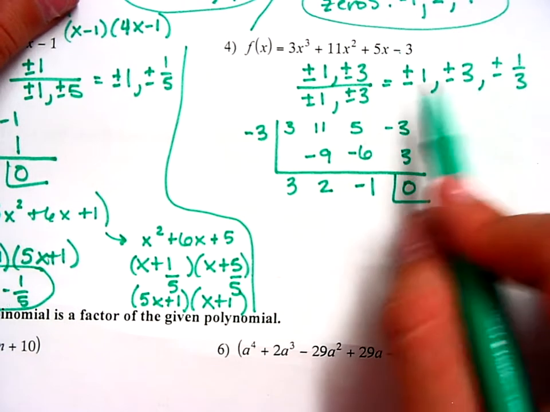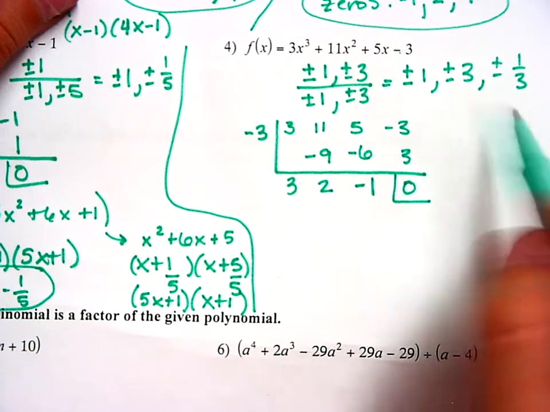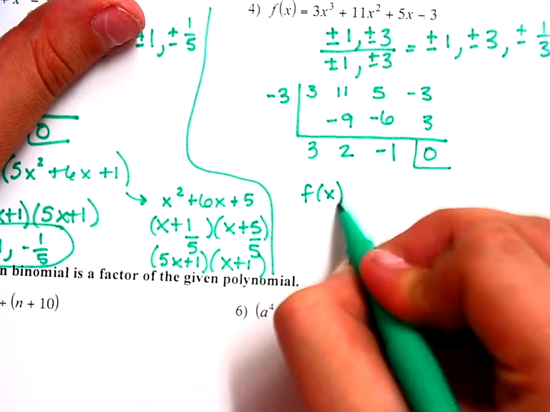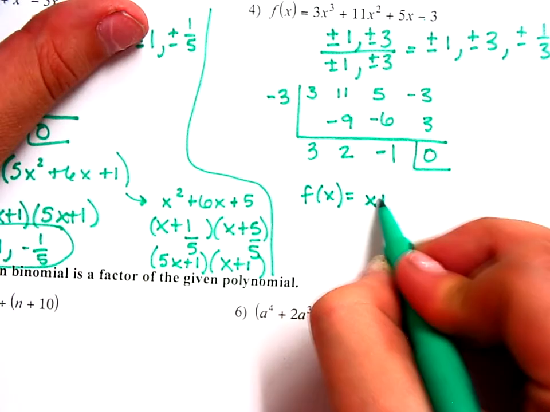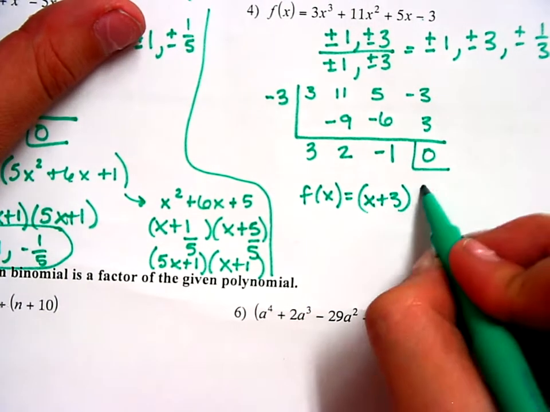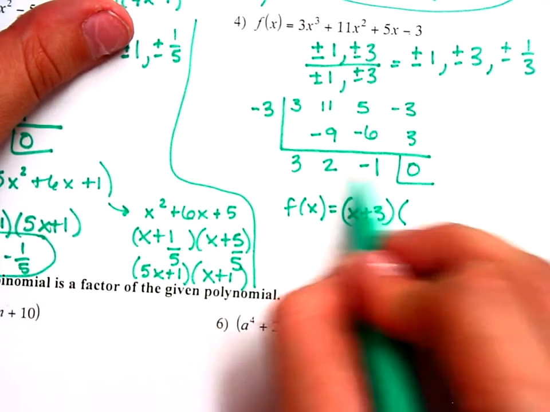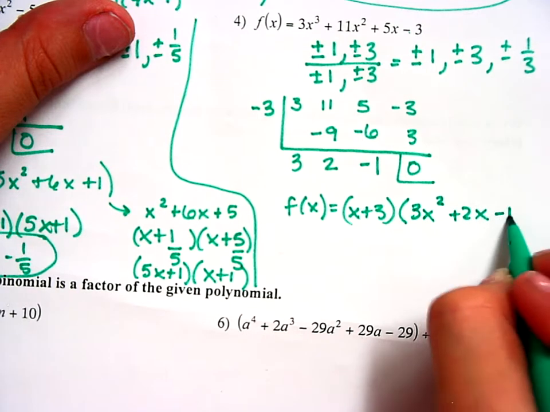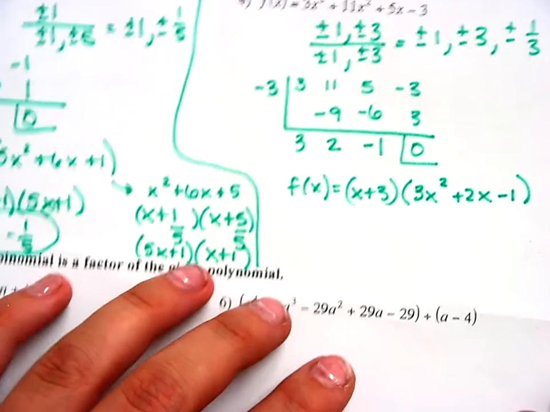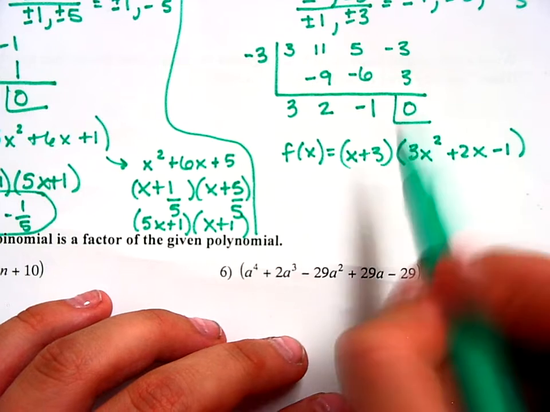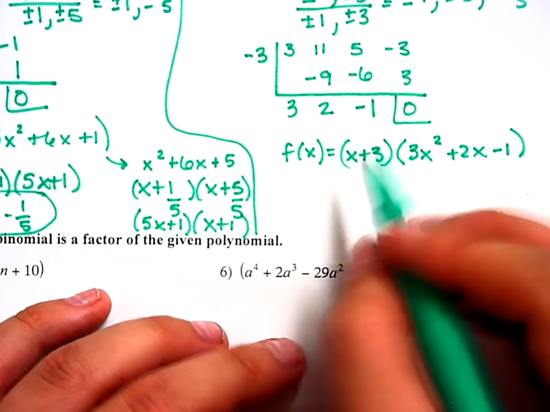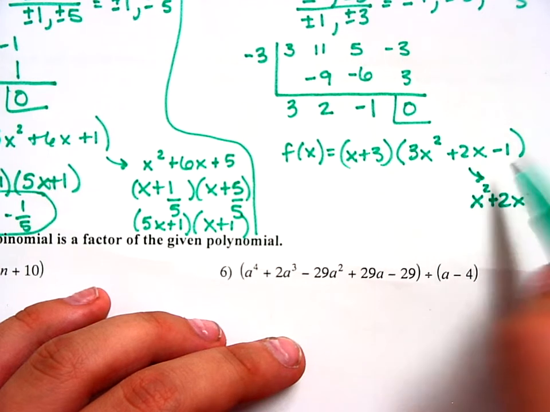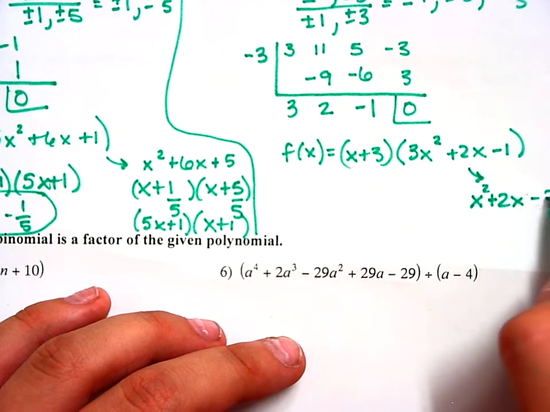When you guys are trying them out, just try any. If you get a remainder, just move on to the next number. Sometimes you will have to do that. Okay, so that means if I were to write this function again, I could write x plus 3, since -3 is a 0. And then again, write your trinomial that's left. 3x squared plus 2x minus 1. And then last step, let's use our slip and slide since this is a trinomial and this number is not 1. So again, to factor this, this is going to be x squared plus 2x, and then if I do a -1 times 3, that's -3.